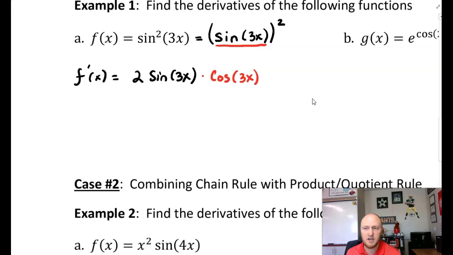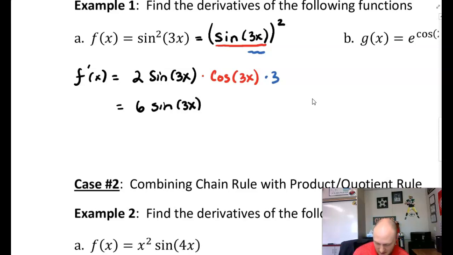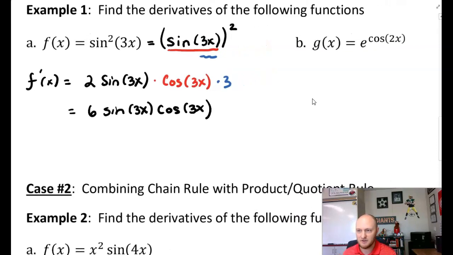The angle does not change. And then I have something inside of that. I have a 3x inside of that. I can differentiate that. That's times 3. So there is our derivative. I had one derivative, and then another, and then another. It's just like peeling back layers of an onion. Makes you want to cry. 6 sine of 3x times cosine of 3x. It's a happy cry though, right? Okay, there's our derivative. There's f prime.